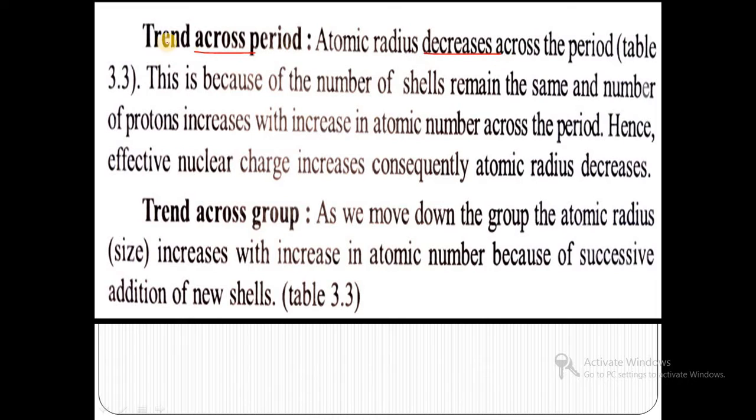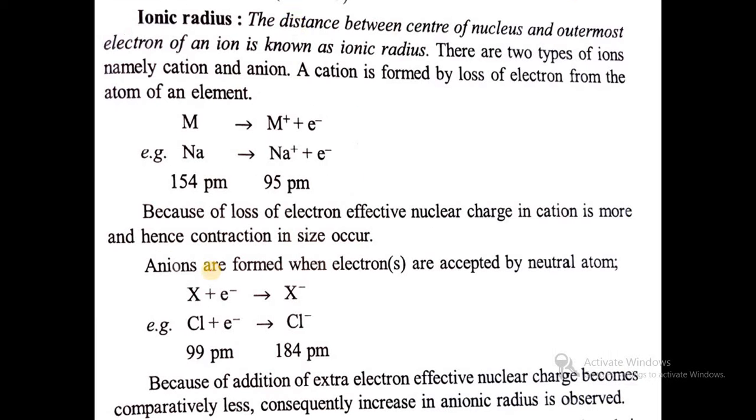In an objective question they will ask whether across the period atomic radius decreases or increases. The answer is decreases. And the trend across the group is the reverse one, that is, it goes on increasing. So you should only know the trend of atomic radius across the period and across the group. Then, what is the definition of ionic radius?